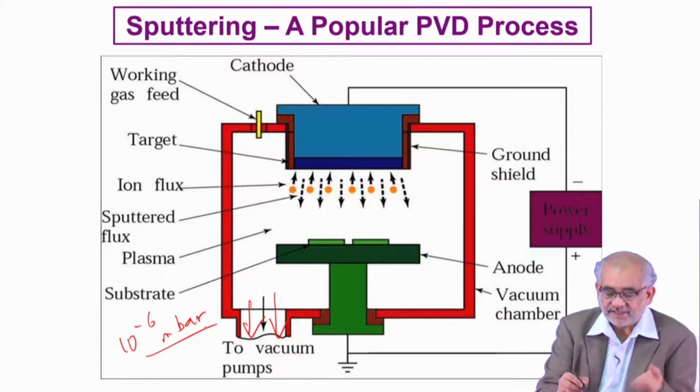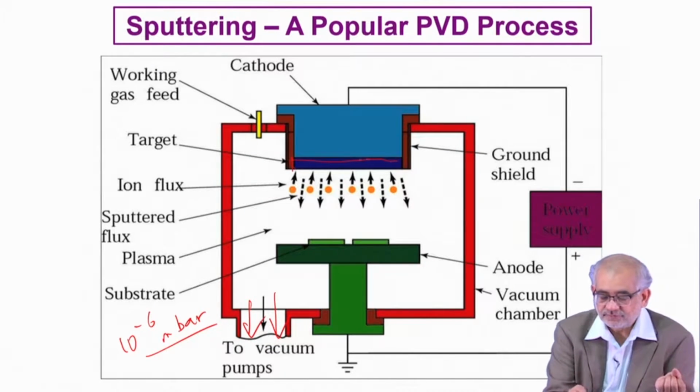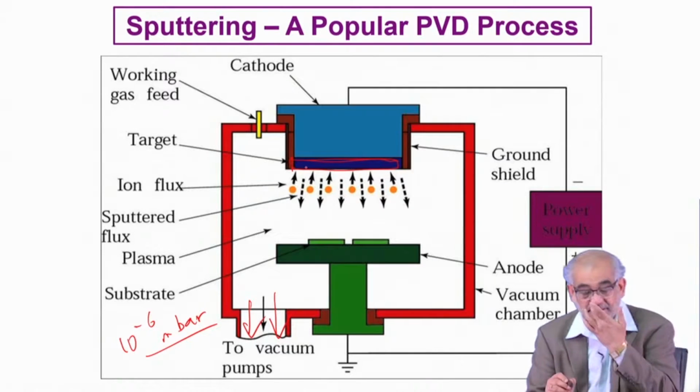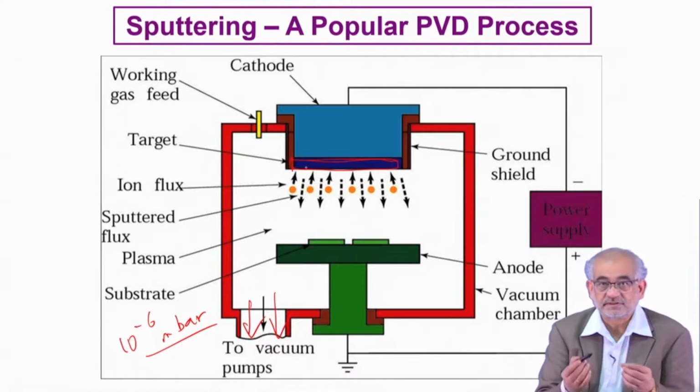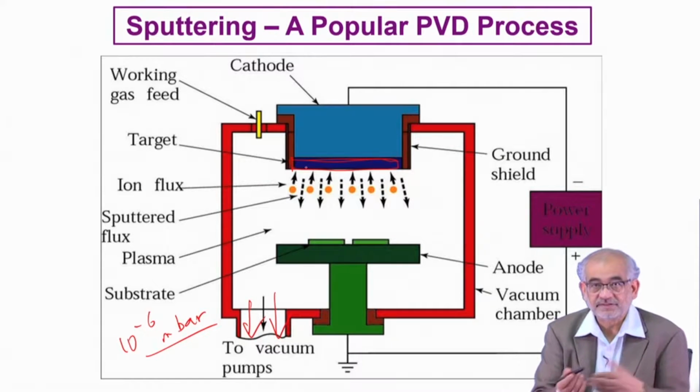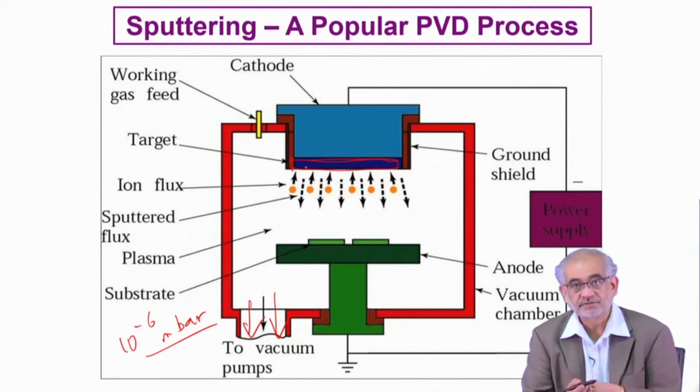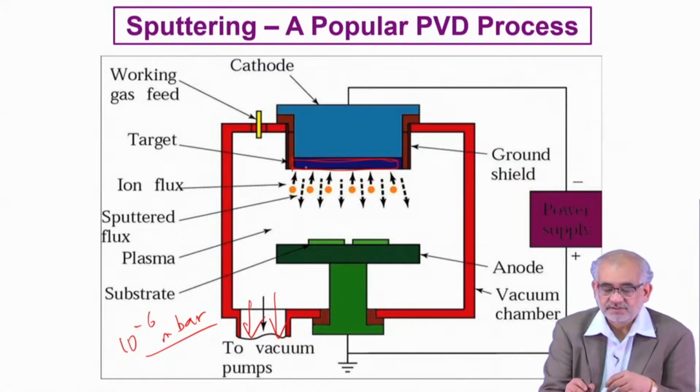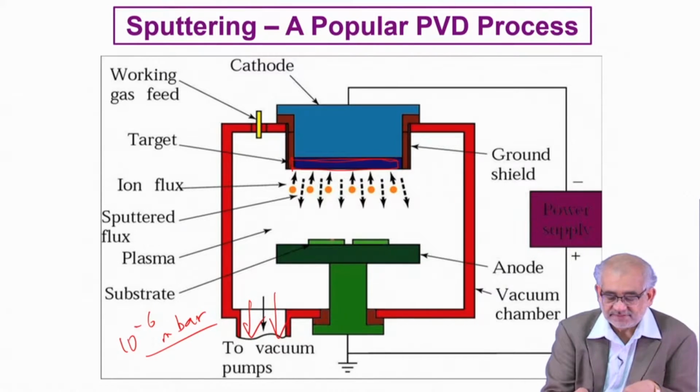So now we actually place the target. This is the target from which we want to take out material. Let's say aluminium, or maybe gold, or maybe carbon, or whatever is the desired material. So we place it over here, and then we also have a stage on which we have our material which is to be coated. So let's say this is the component that we want to coat.